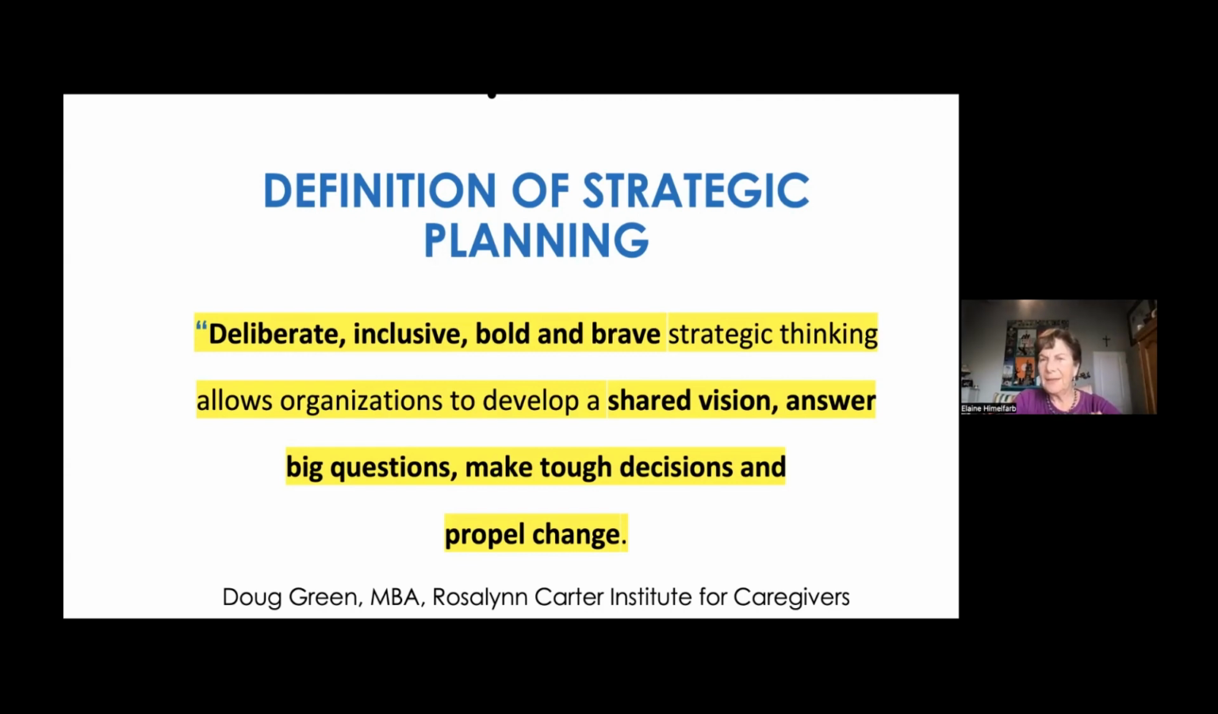And I'll also say this, that I'm not a consultant. I am so in the weeds of nonprofits, and everybody's going to have a different definition, a different presentation of strategic planning. So this is Elaine's perspective on strategic planning.